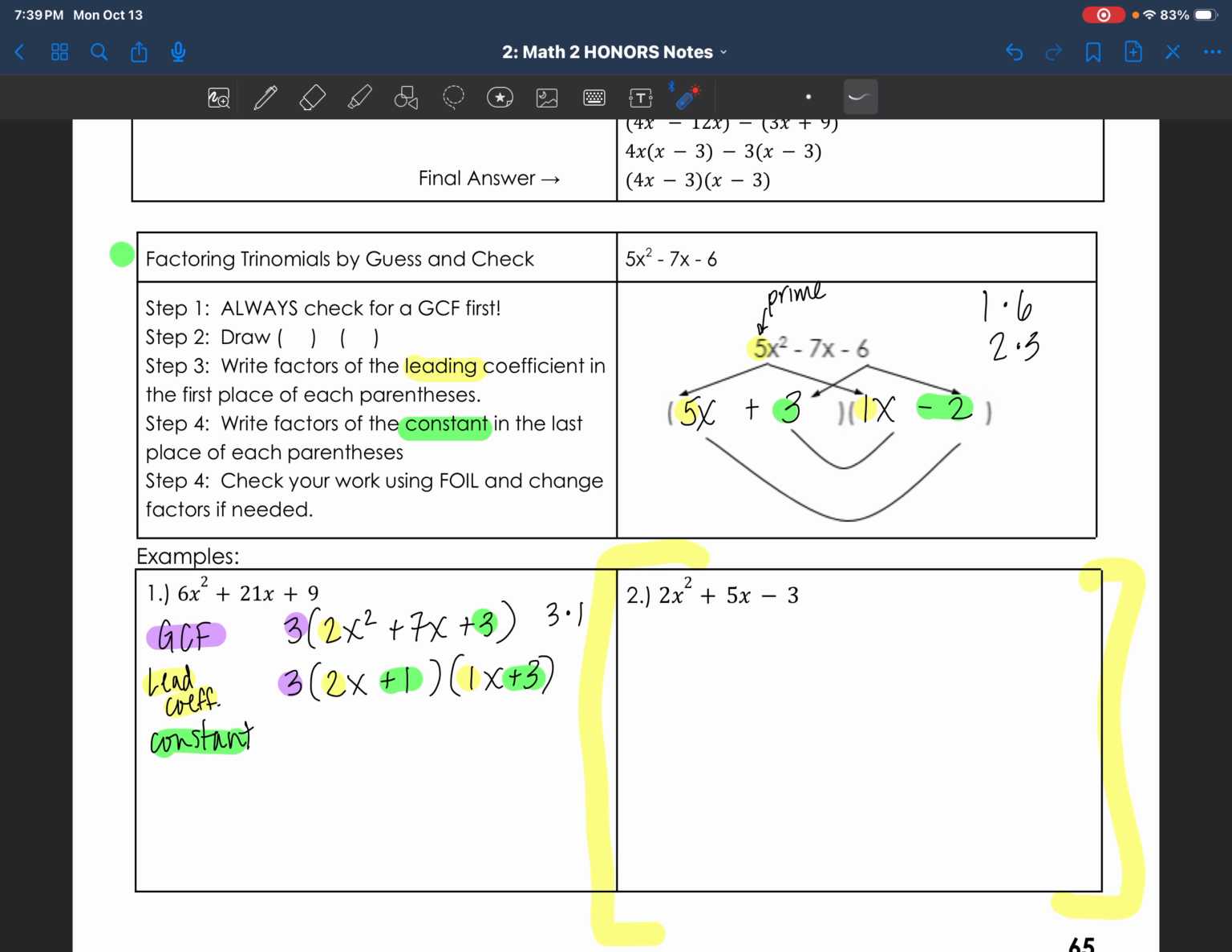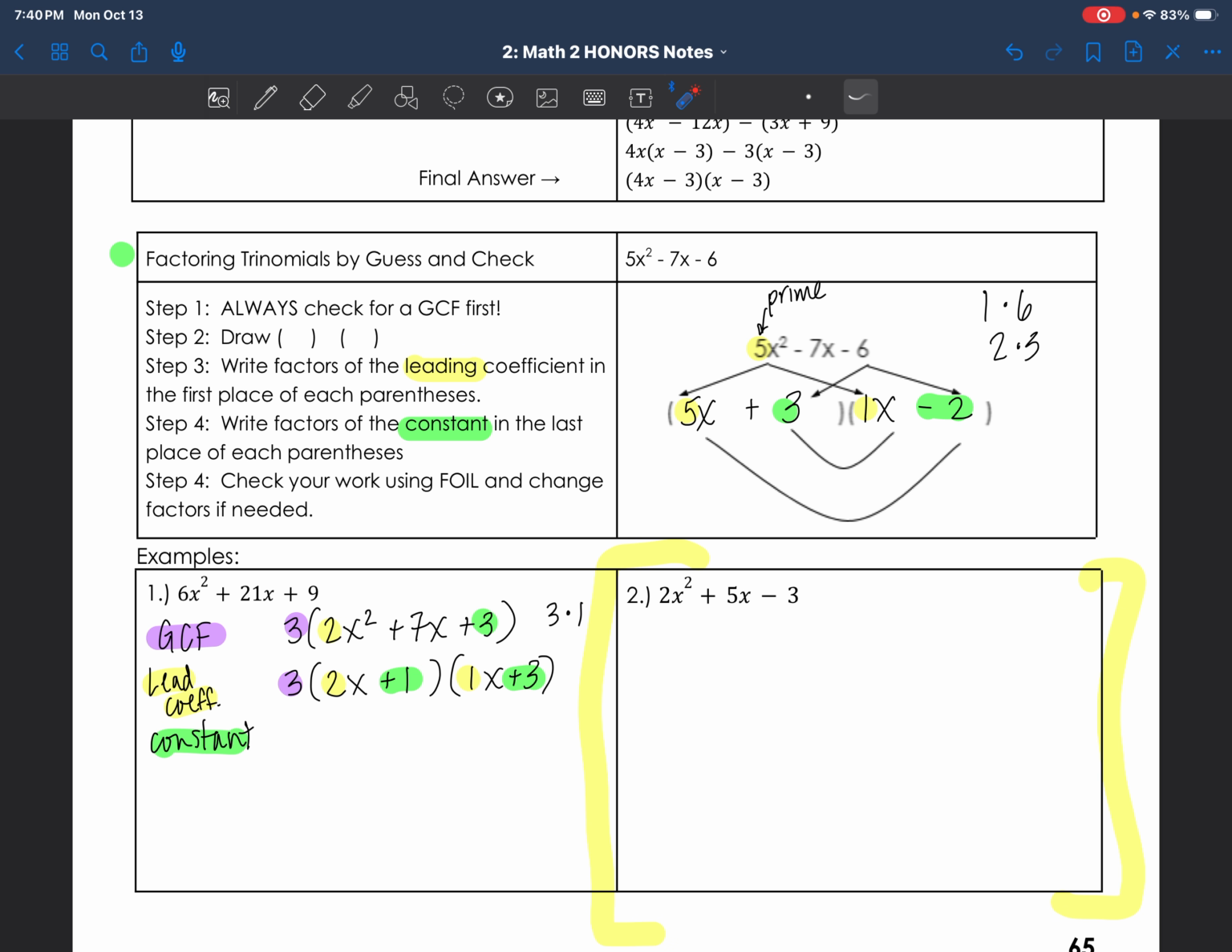And then you're just going to write factors of the constant in the last place. So here I've got negative 2 times 1. Oops, sorry, I meant to put 6. I looked in the wrong place. So looking at negative 6, we've got 2 and 3.